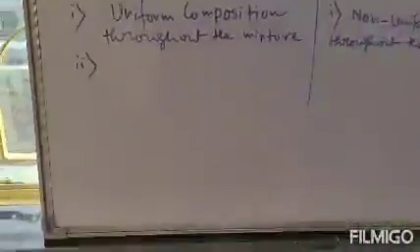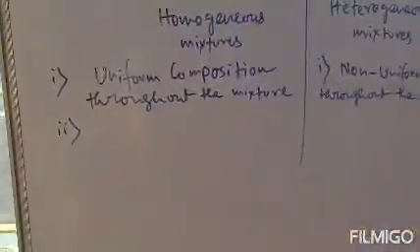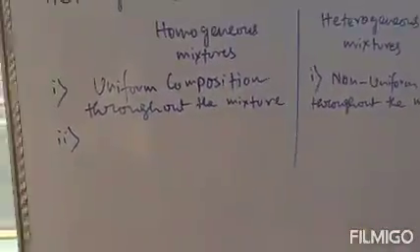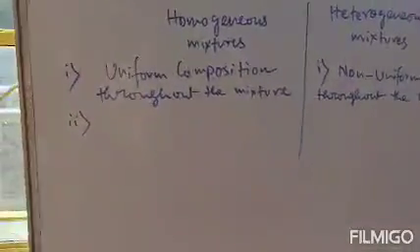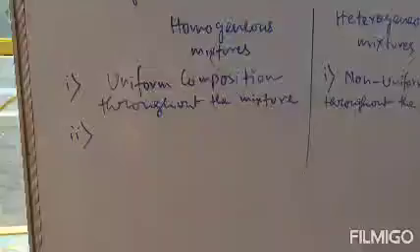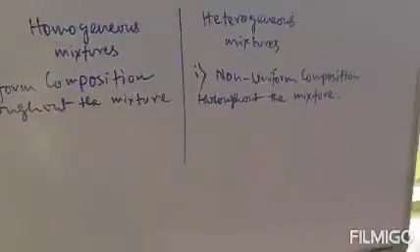Number two point will be the constituents. You cannot separate the constituents from a homogeneous mixture by any simple physical method. Clear? The constituents from which the homogeneous mixture is made, we cannot separate by simple physical methods. On the other hand, in case of a heterogeneous mixture, the constituents can be separated by physical methods.